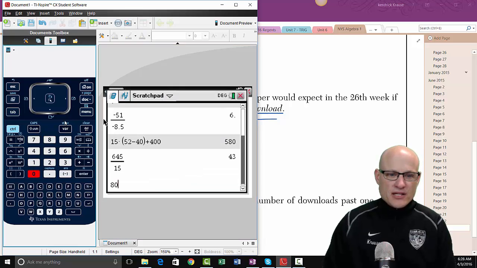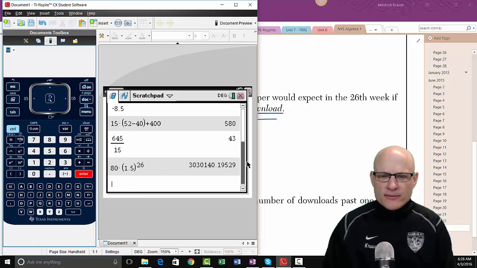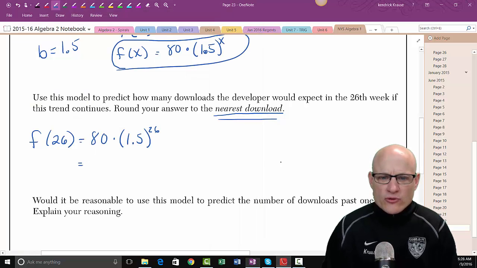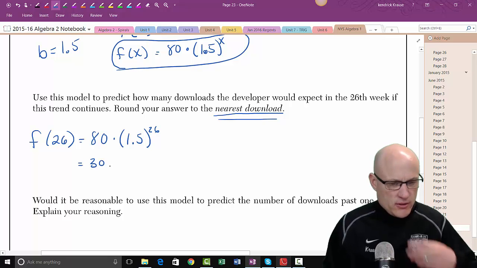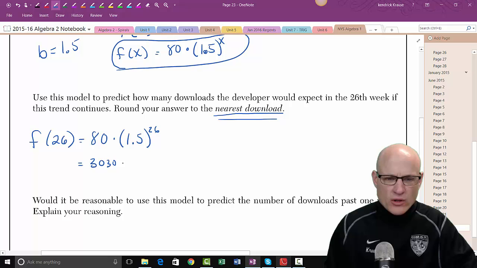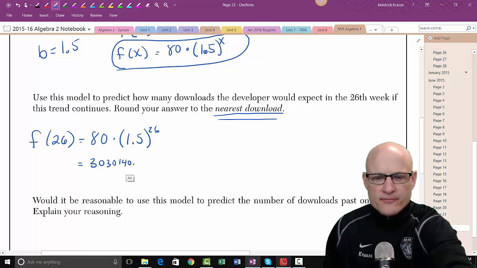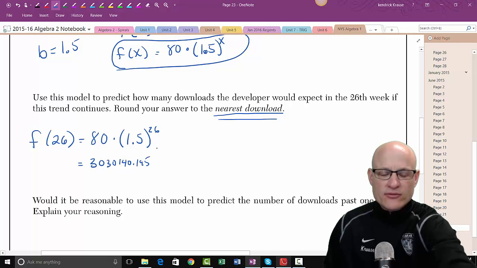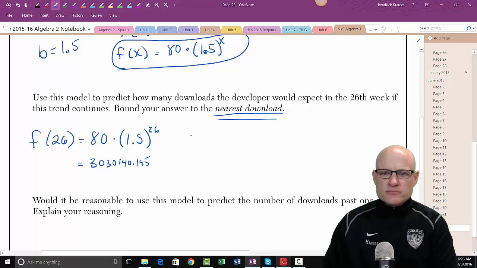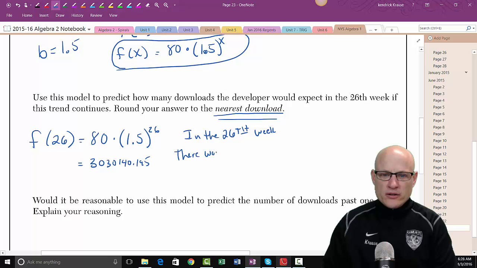80 times 1.5 raised to the 26th power, 3,030,140.195. So in the 26th week, there would be 3,030,140 downloads.